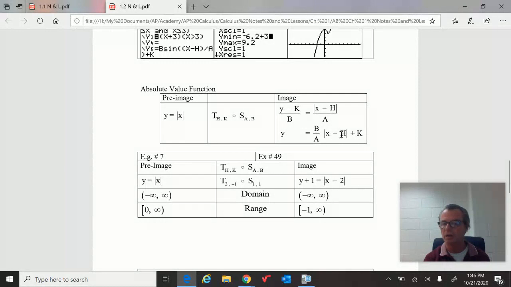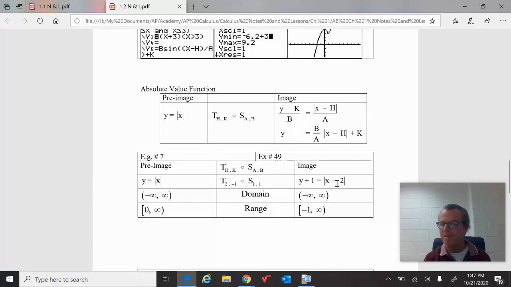Okay? So in example 7, on page 17, they give you this. They want the domain and range. Okay? So we just back up and say, if this is the image, what's the magnitude of the transformation?